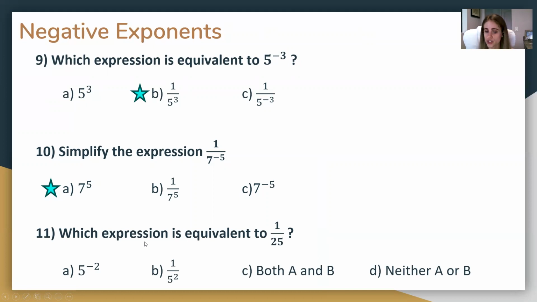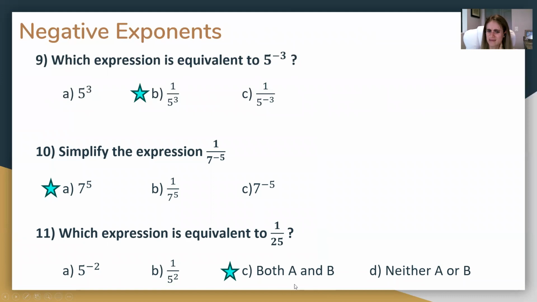All right, which expression is equivalent to 1 over 25? Ooh, a challenge. Is it A, B, both A and B, or am I really tricking you and it's neither A or B? So pause the video and see if you can figure this one out. It is both A and B.